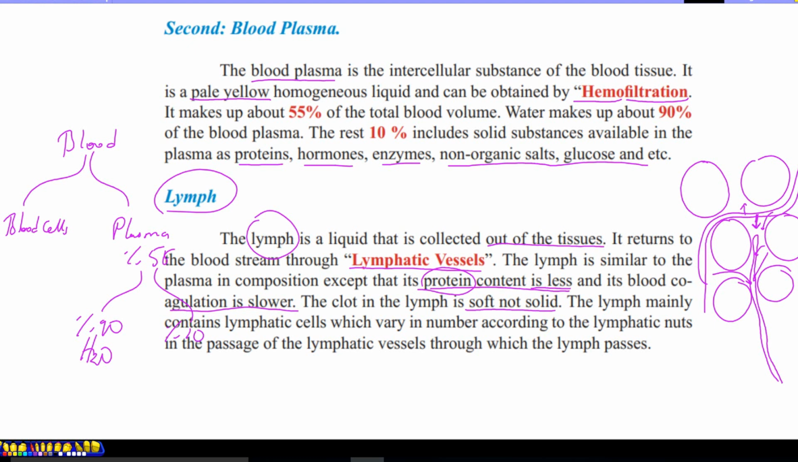The lymph mainly contains lymphatic cells, which we call lymphocytes, a kind of white blood cell, varying in number according to the lymphatic node, which is a cross point of lymphatic vessels, a passage through which lymph passes. So in this passageway between two lymphatic vessels, a swelling happens. We call it a lymphatic node. This lymphatic node contains a high amount of lymphatic cells. So when material passes through this part, it's filtered and cleaned of germ cells.